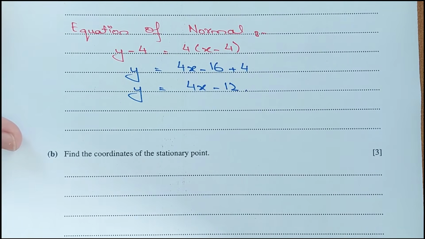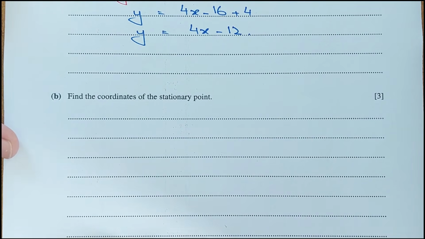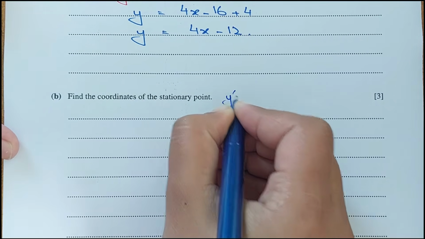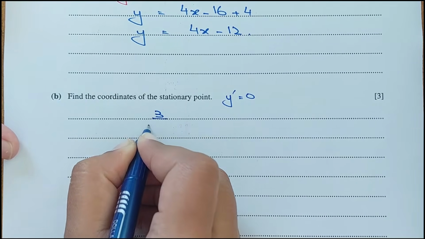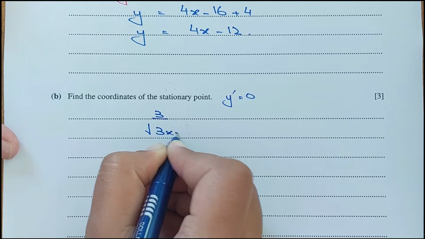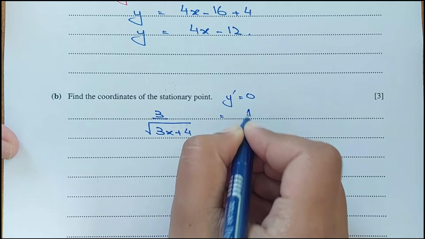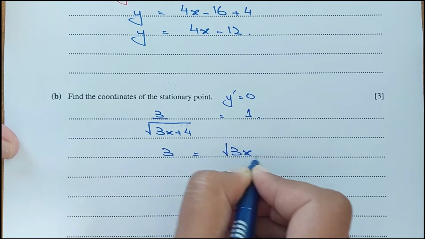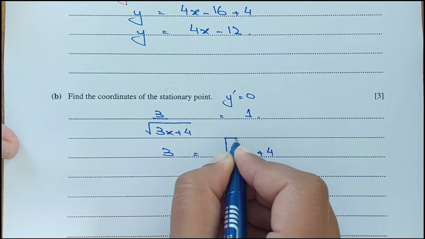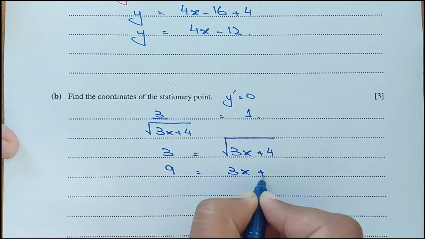Now for part B, find the coordinates of the stationary point. So for stationary point, we have to put the first derivative, the gradient, equal to 0, right? So we have the gradient 3 over square root of 3x plus 4 minus 1 equal to 0. So we have to put it equal to 1. Cross multiplication, 3 would be equal to square root of 3x plus 4. So we need to do the squaring on both sides. 3 squared is 9. This is 3x plus 4.